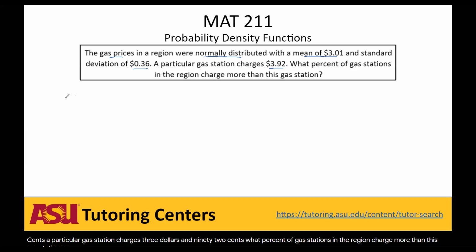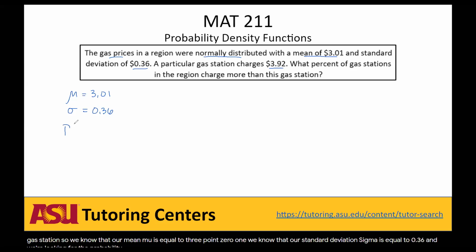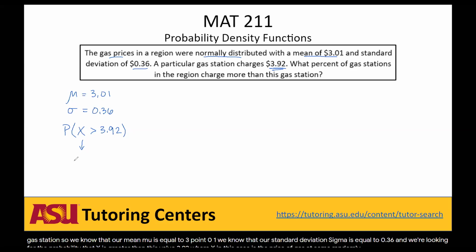So we know that our mean, mu, is equal to 3.01. We know that our standard deviation, sigma, is equal to 0.36. And we're looking for the probability that x is greater than this value 3.92, where x in this case is the price of gas at some randomly observed gas station.